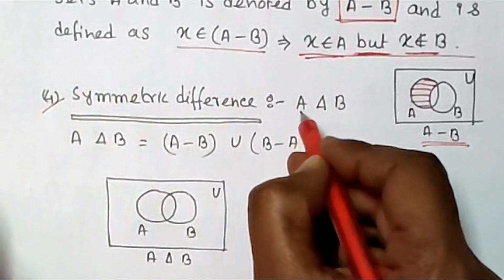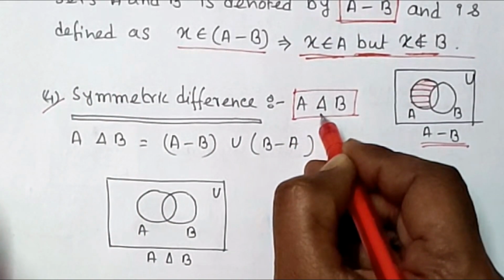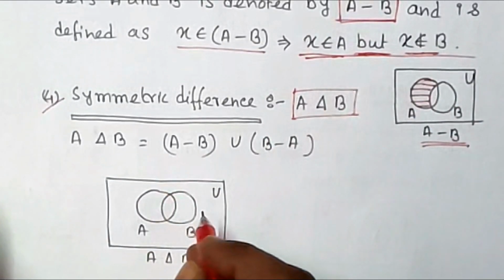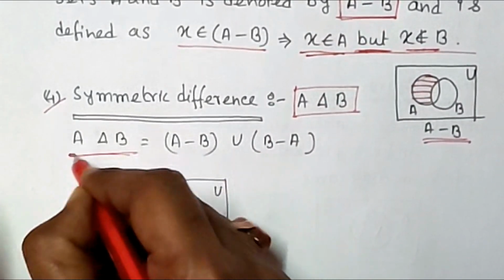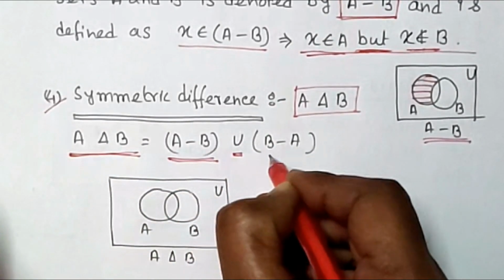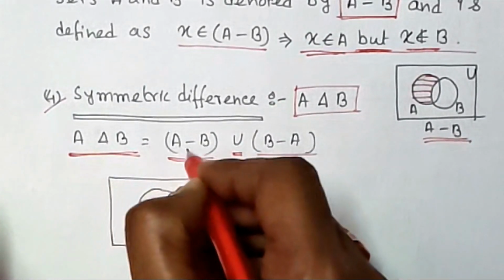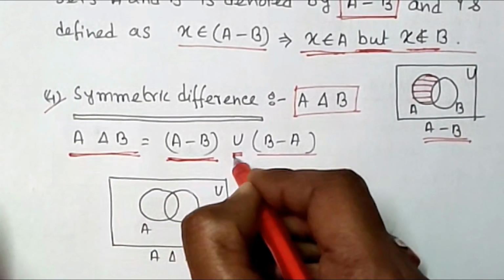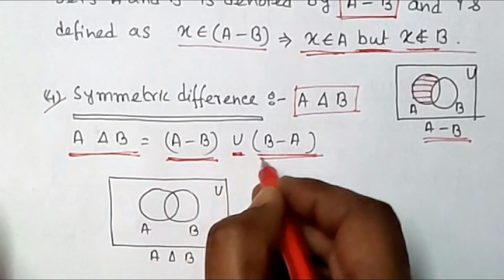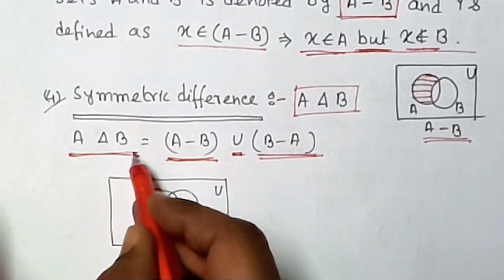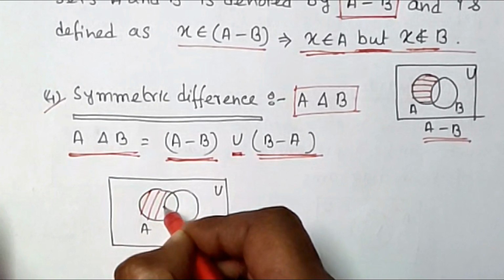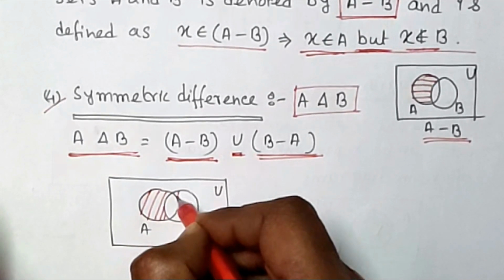Finally, symmetric difference. A delta B. This is the symbol of symmetric difference. A delta B is equal to A minus B union B minus A. So the union of A minus B and B minus A gives us the symmetric difference. That is, A minus B is a set and this is B minus A. Their union gives us A delta B.